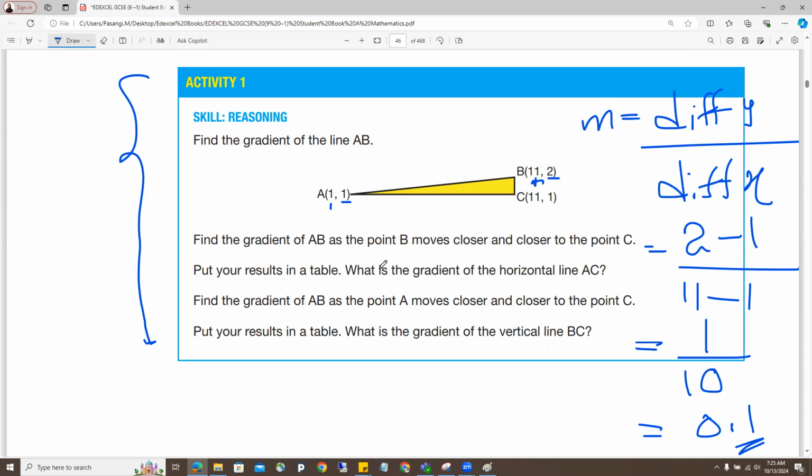Okay, that's how it is. So find the gradient of AB as the point B moves closer and closer to the point C. What is the gradient of AC? Let's assume we just move this B point to C. Then how are we going to calculate the gradient?